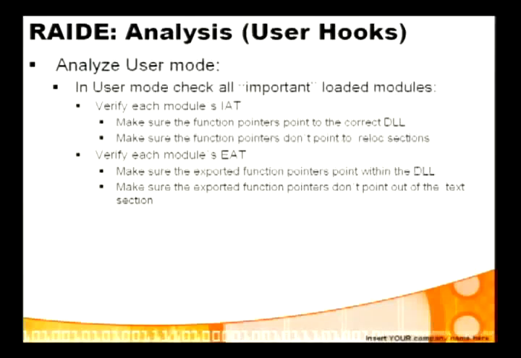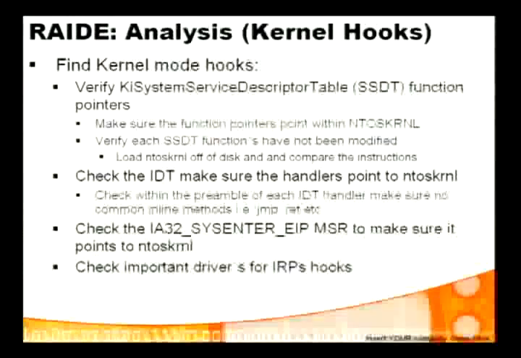And it does the same for the export address table. Again, we have a list of important modules, and we verify that the export address table is pointing in the code section, and it's not pointing in the relocation section. Some people try to do that. And it's not pointing outside the module. So those are things we try to do with the export address table.